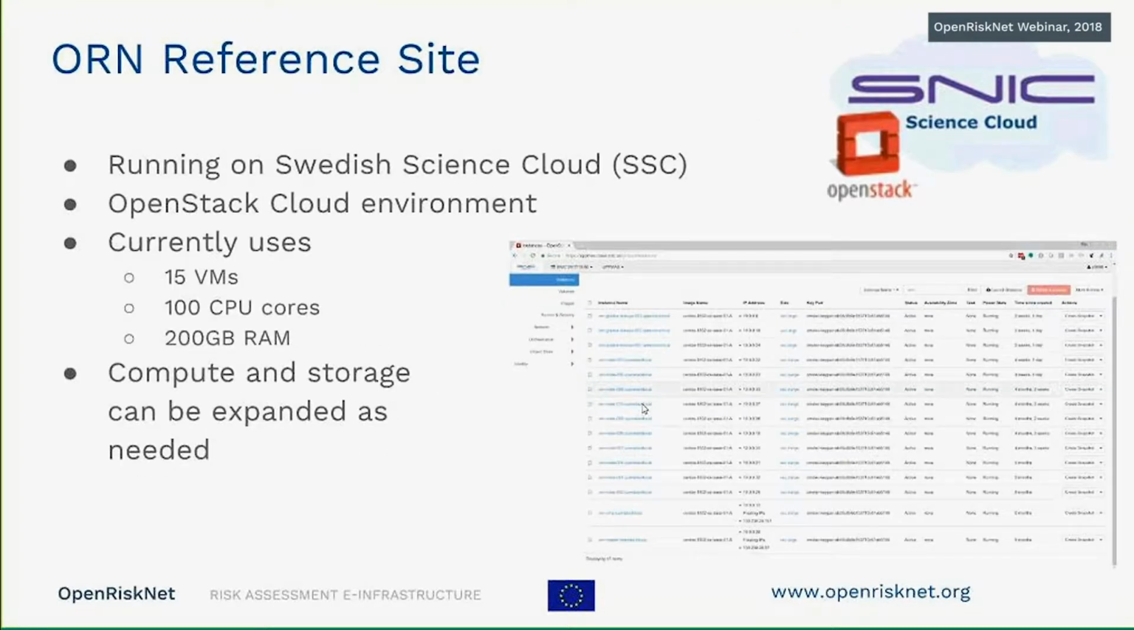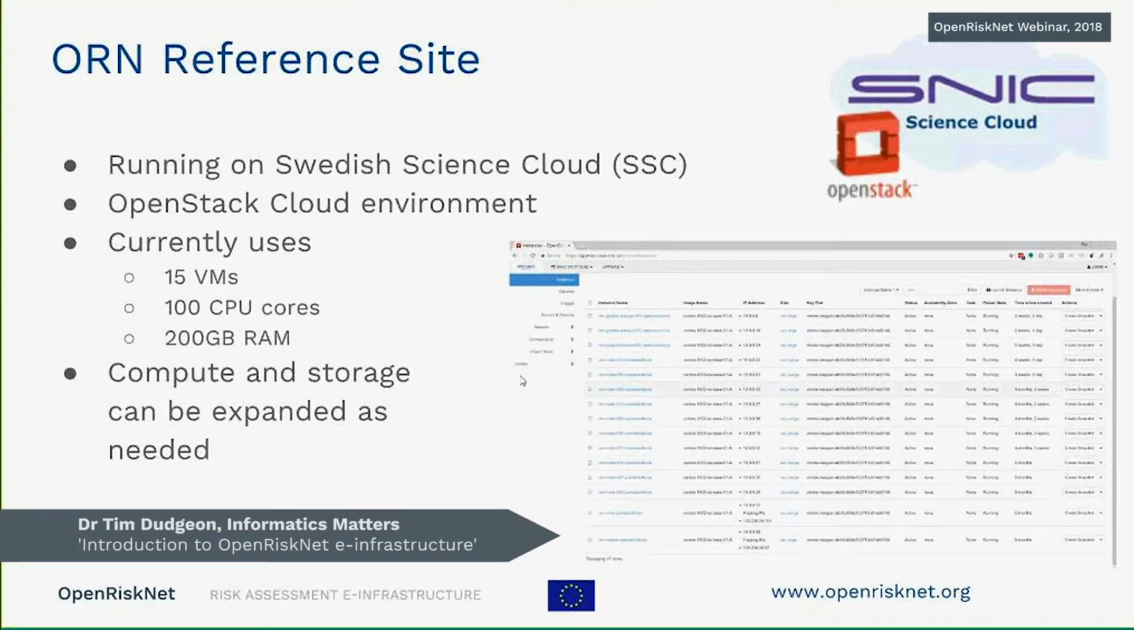So our reference site is running on the Swedish Science Cloud, and it's running in an OpenStack environment. OpenStack is an open source cloud environment that you can deploy to your own servers. It's a bit like Amazon AWS or Google Cloud, but it's open source and it's deployable to your own environment. We're running on top of that, and the production environment has a reasonable amount of hardware available: 15 virtual machines, totaling around 100 CPU cores and about 200 gigabytes of RAM. That's quite sufficient for what we're doing at the moment. We may grow that over time if we need. It's easy to expand this.